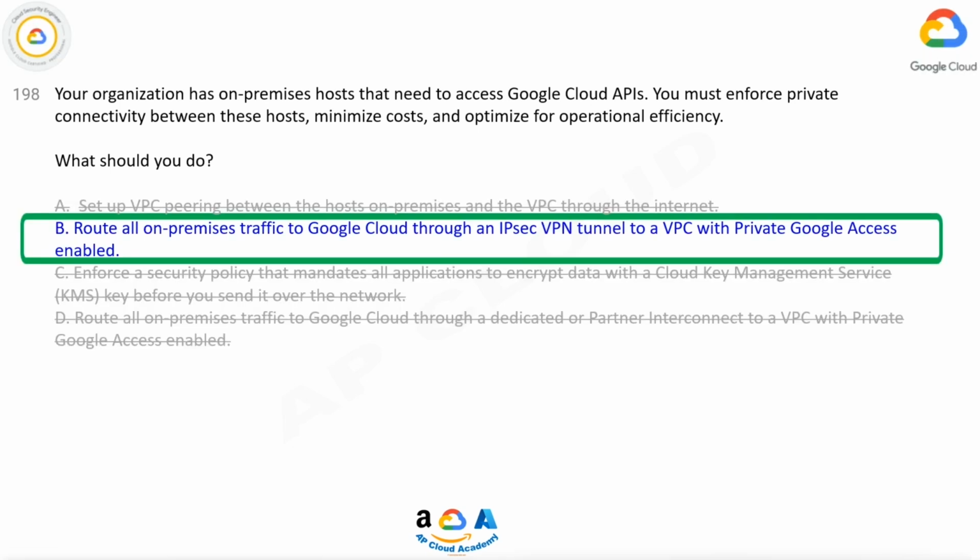The correct answer is B. B. Route all on-premises traffic to Google Cloud through an IPsec VPN tunnel to a VPC with private Google access enabled.